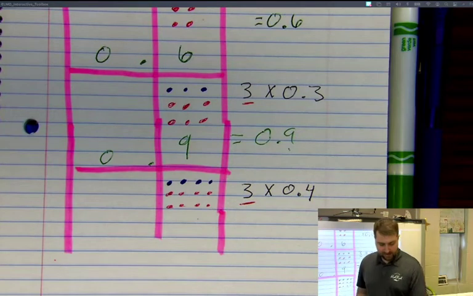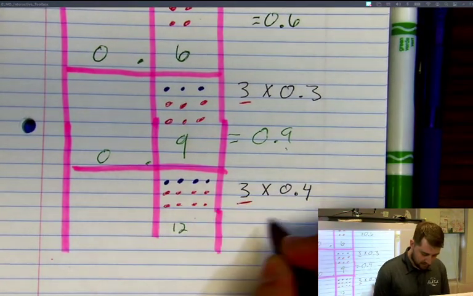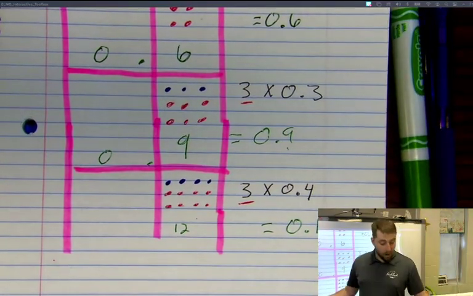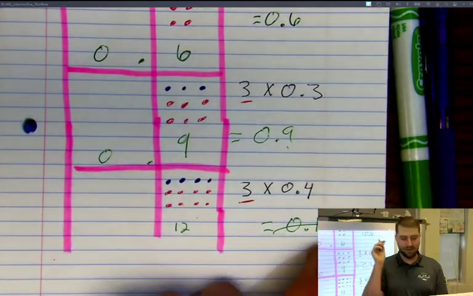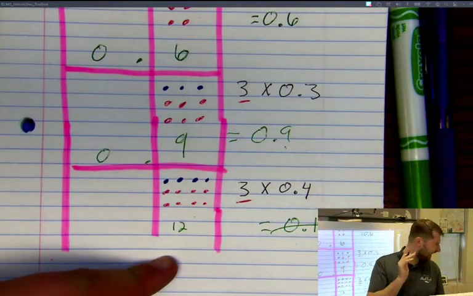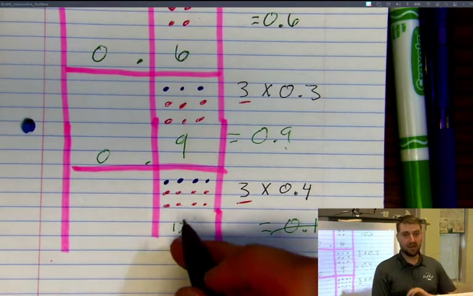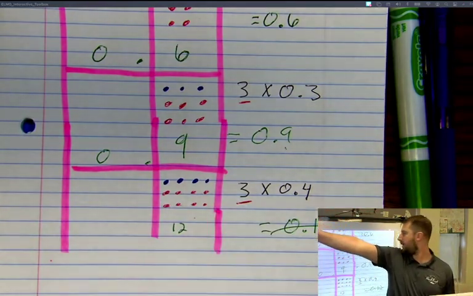Alright, so now we've got it. We see there are our 12 tenths. So our answer is 0.12, right? No, absolutely not. That is 12 hundredths, not 12 tenths. Remember, we cannot ever have more than 9 in a place value. Once we hit 10, we've got to regroup and move one that way.